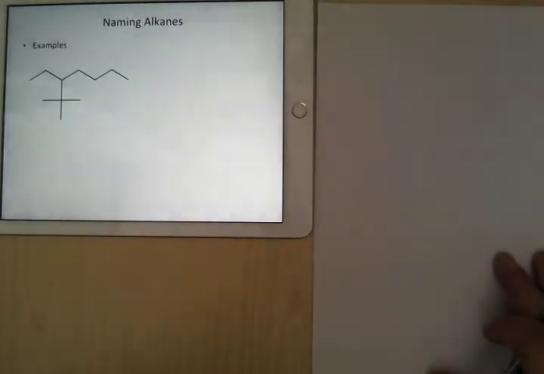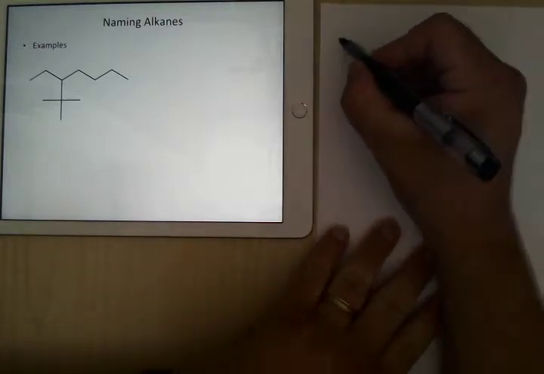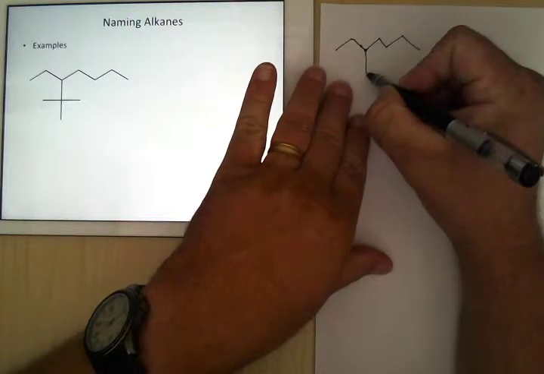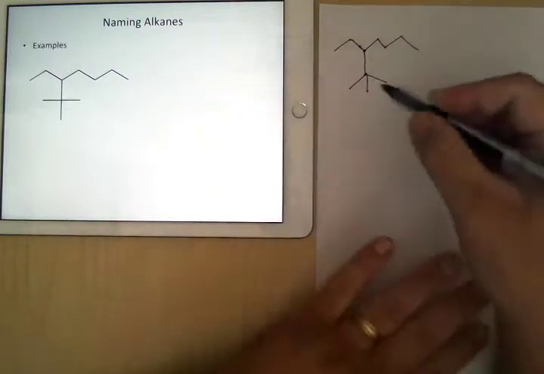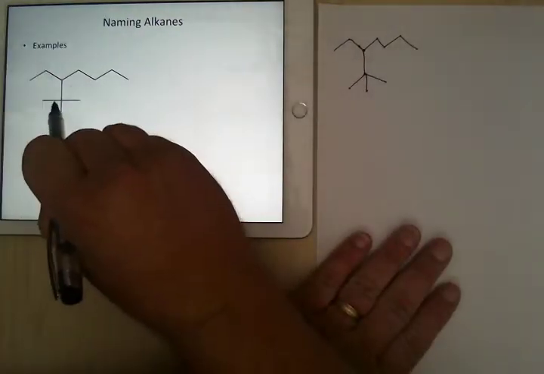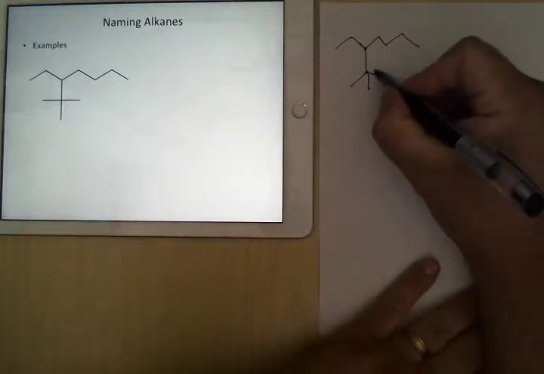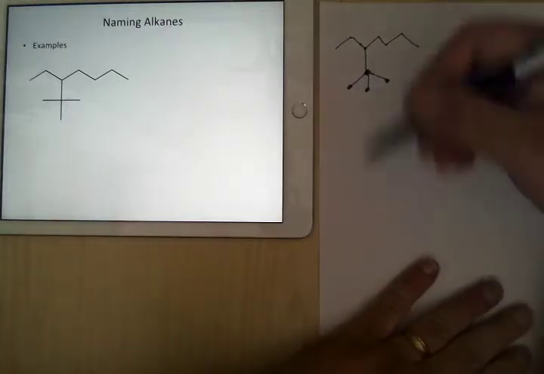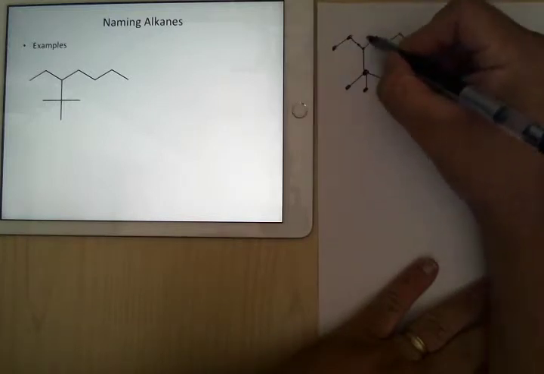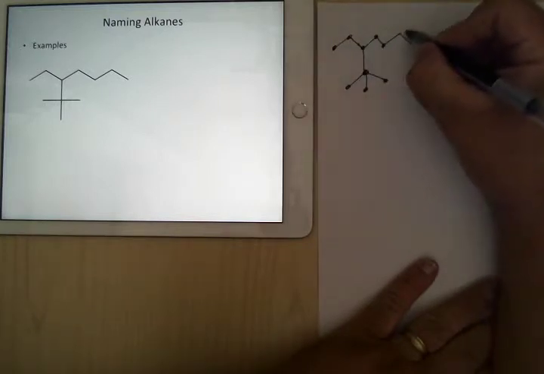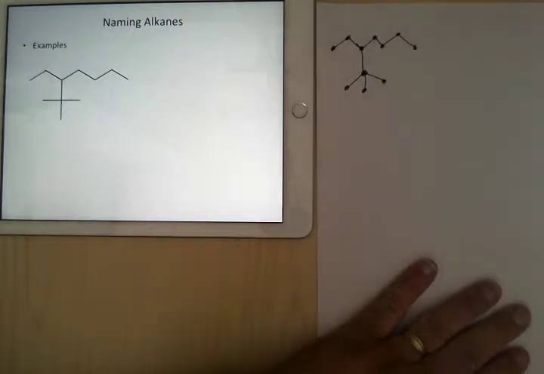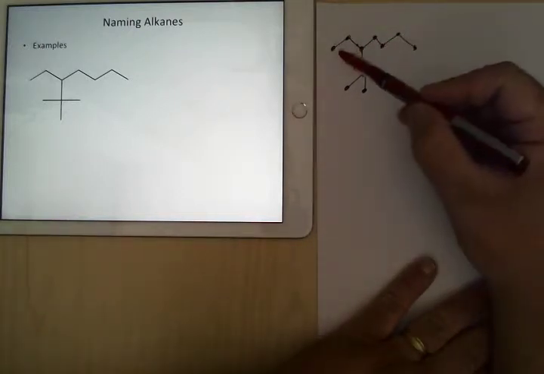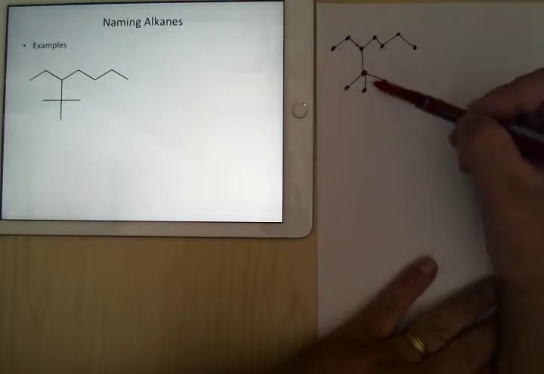Okay, so for this one, I'm going to draw this. There's actually a carbon here at that intersection point. I'm going to draw them a little bit sloped, bent, so it's a little easier to see. Okay, so here we go. So start with the horizontal, right? 1, 2, 3, 4, 5, 6, 7. We go down side chains: 1, 2, 3, 4, 5.